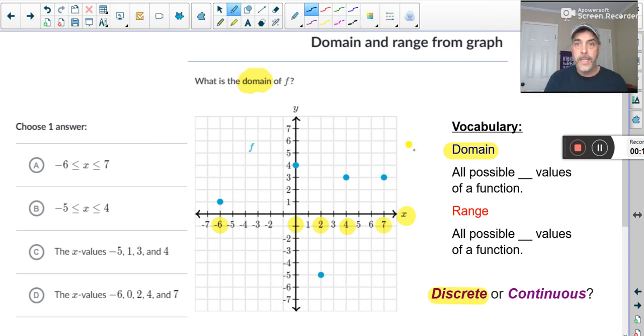Okay, domain is X values. This is discrete. So I'm looking for a -6, 0, 2, 4, and 7. That's a continuous looking domain. That's continuous. That's discrete, but not the right information. And there we go. -6, 0, 2, 4, and 7. This is my X values. All right, moving on.